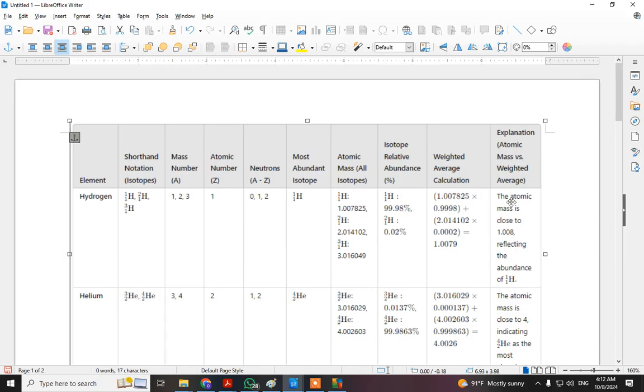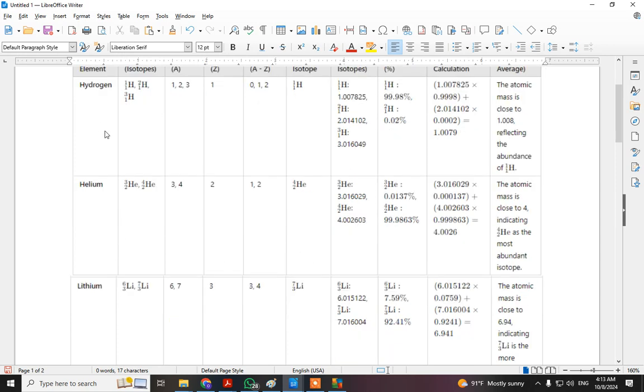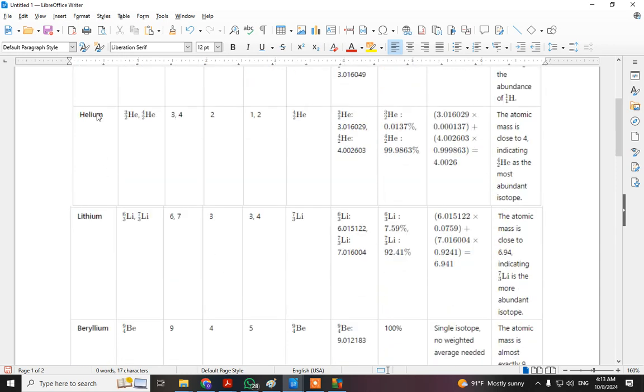Explanation between these two values. The atomic mass is close to 1.008, reflecting the abundance of this isotope. That's it. That's the information that you need to look for in each one of the elements.